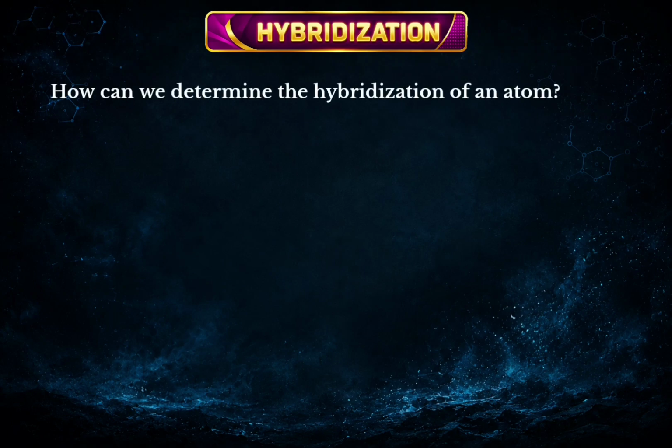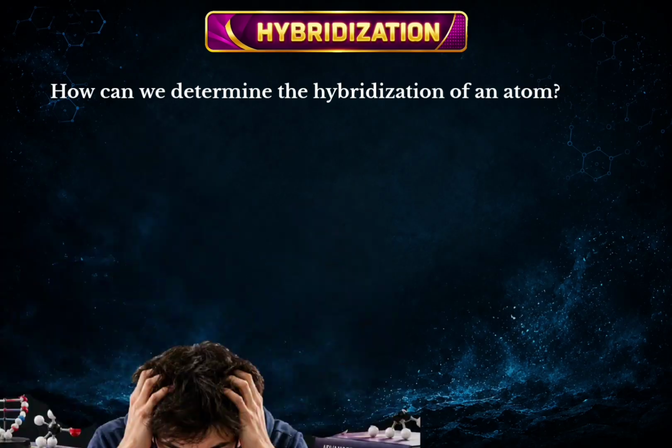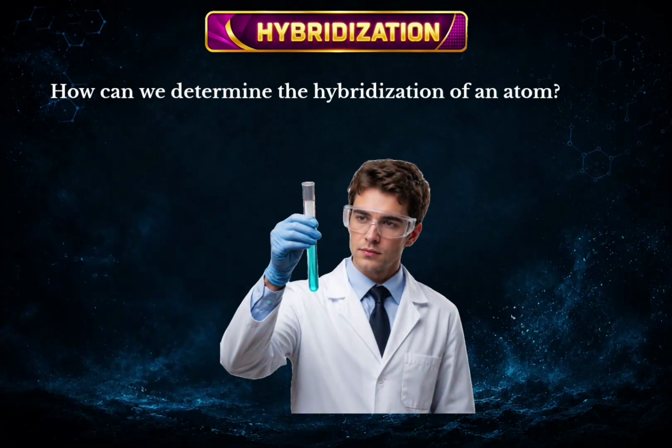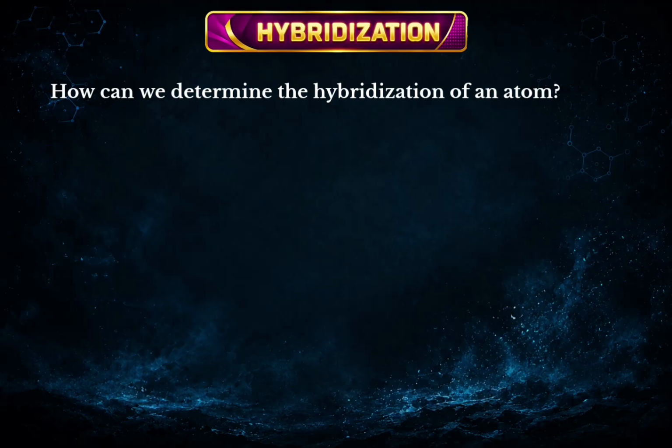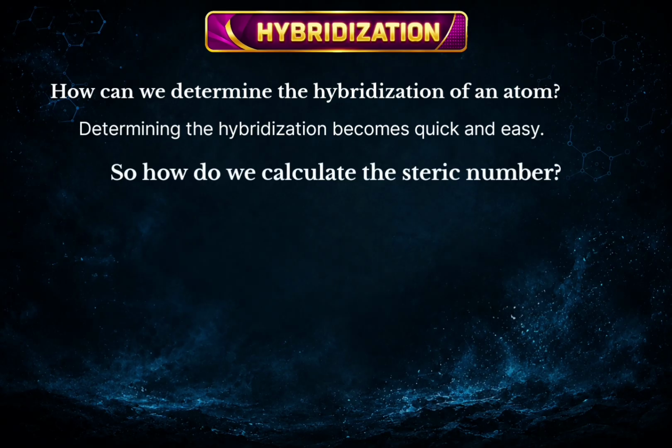How can we determine the hybridization of an atom? Fortunately, you don't have to memorize every molecule individually. Chemists use a simple quantity called the steric number. Once you know the steric number, determining the hybridization becomes quick and easy. So how do we calculate the steric number? We use a simple formula.